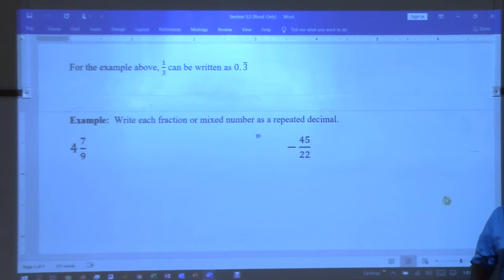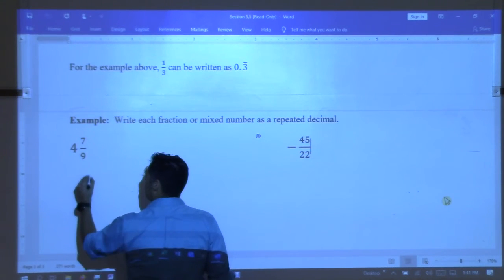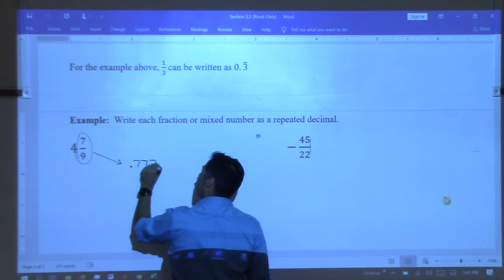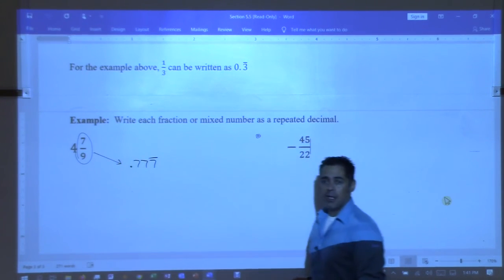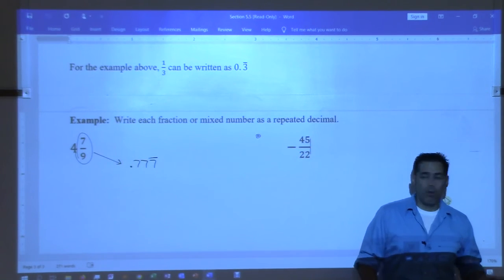Your calculator rounded. So you're allowed to use your calculators, but everyone needs to recognize that that's a repeating decimal on your calculator. Okay? So we would actually need to write this as 0.777 repeated, right? And then what do you still need to add to it? The 4 that's in front.